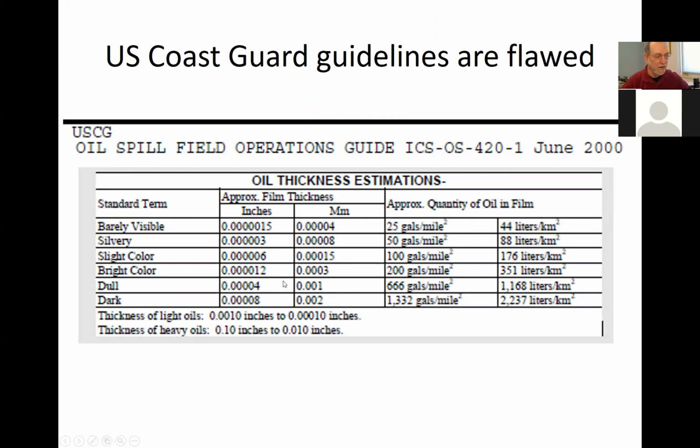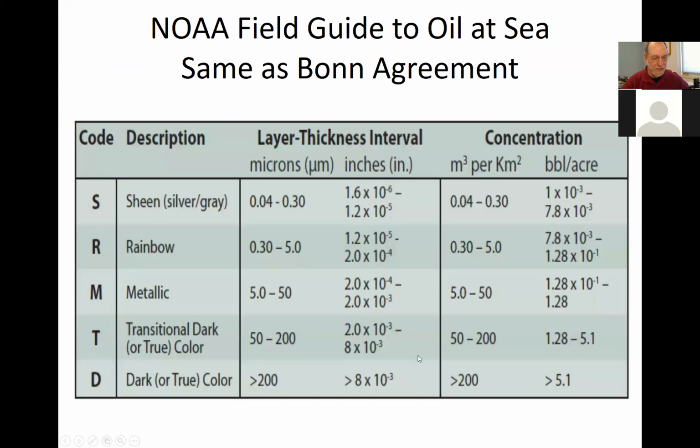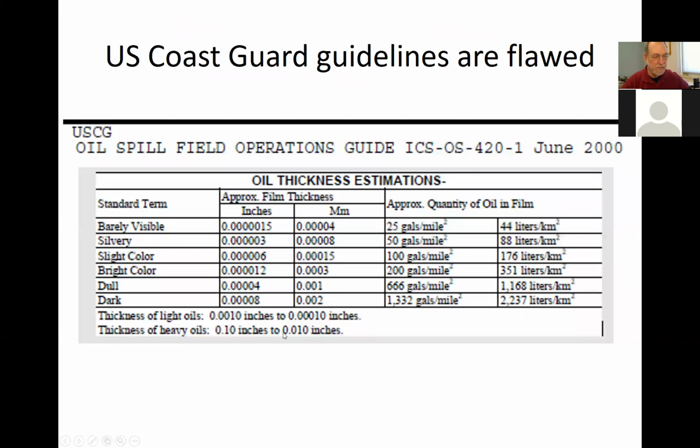So in this guide, you're saying that dark oil is about 200 microns in thickness, but the Coast Guard was using approximations that said that the dark oil was only 2 microns in thickness. And I don't know where this came from, but this was actually published in the U.S. Coast Guard oil spill field operations guide.